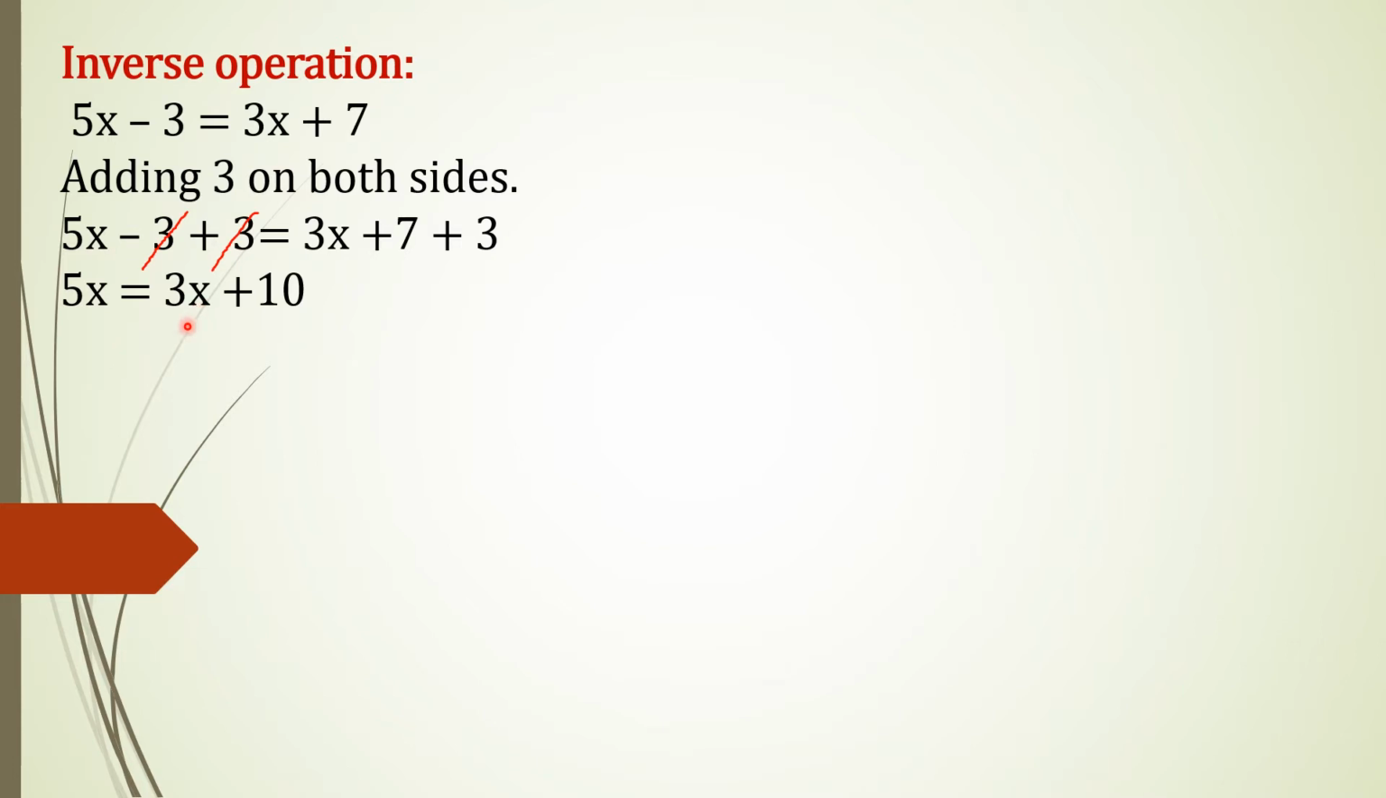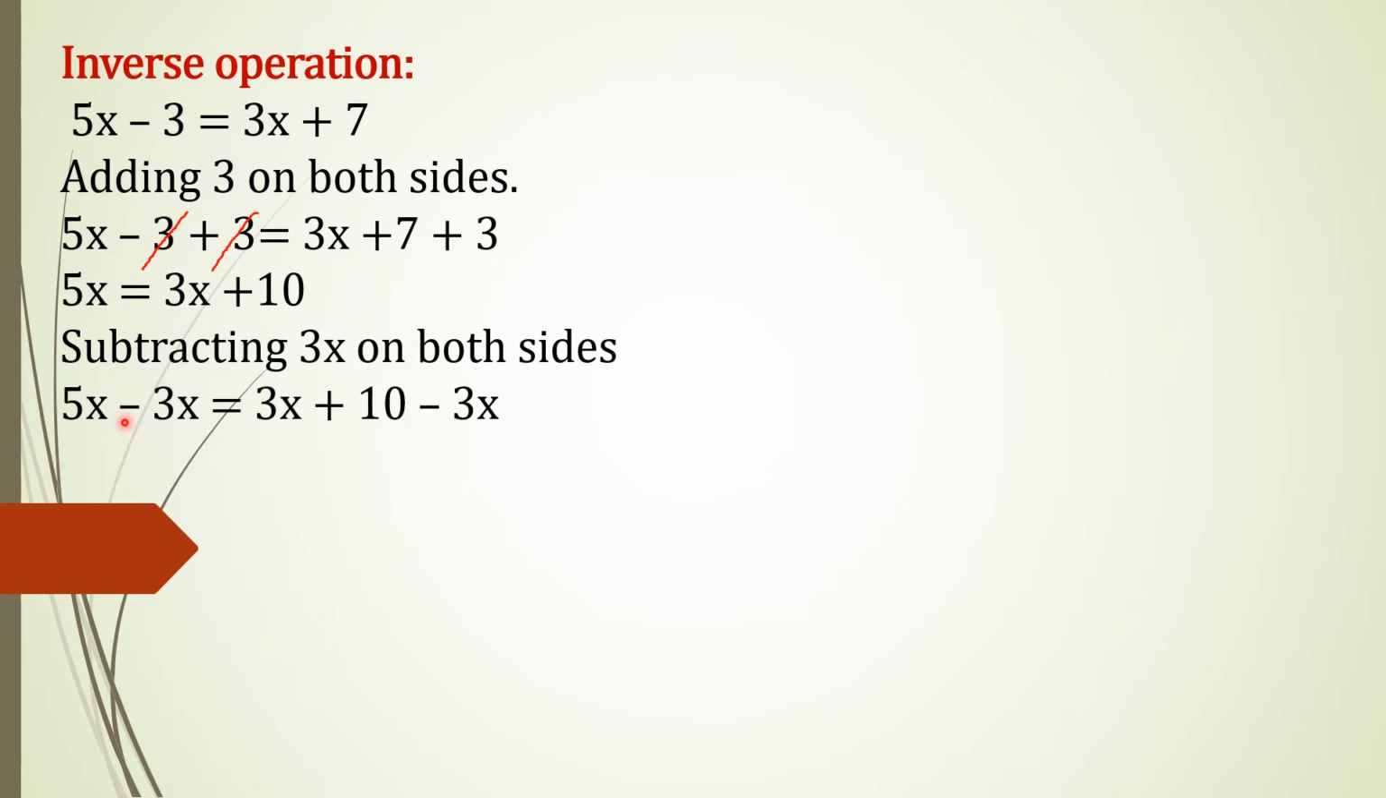As 3x is positive, I'll subtract 3x on both sides. So subtracting 3x on both sides, you will get 5x minus 3x equals 3x plus 10 minus 3x. Already it is there on the left hand side, minus 3x. Now students, what will happen? The plus 3x and minus 3x will cancel. Okay, so now we'll solve. 5x minus 3x will become 2x, equal to. Then what remains on the right hand side? 10.